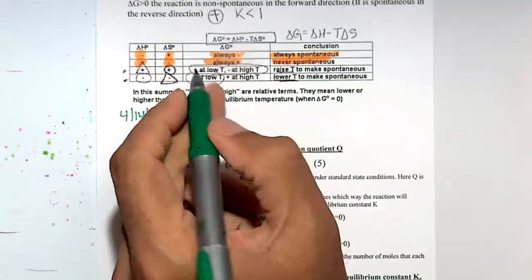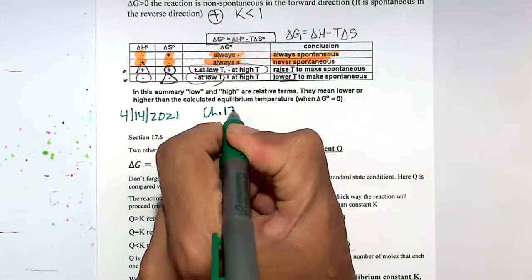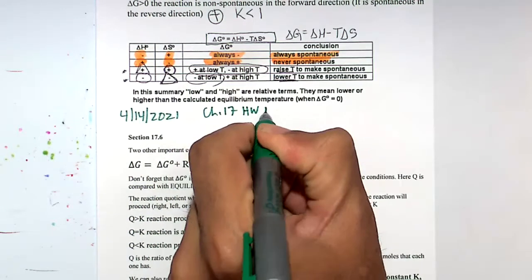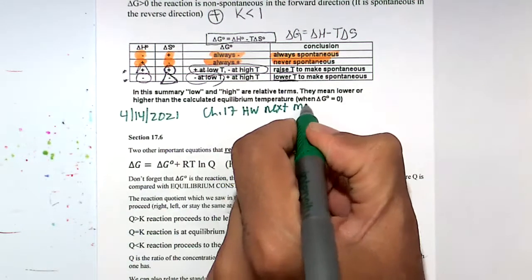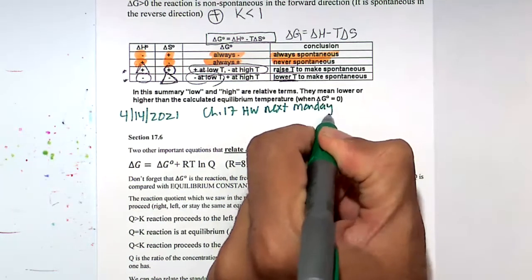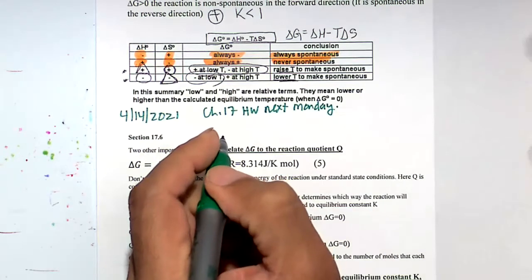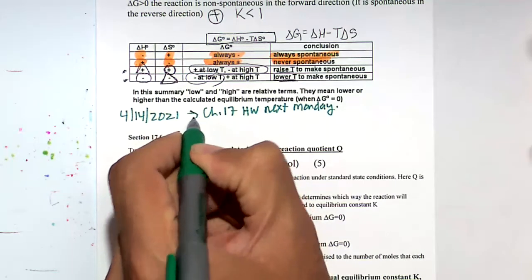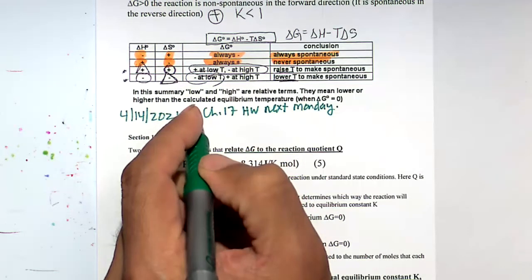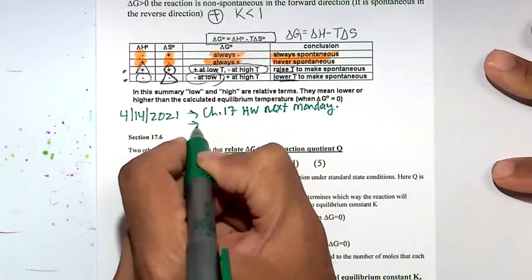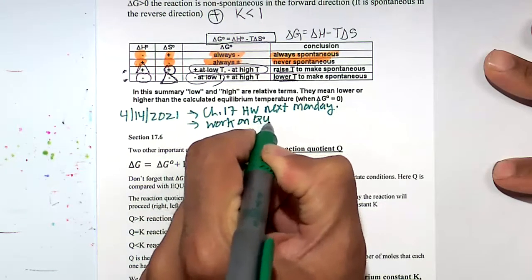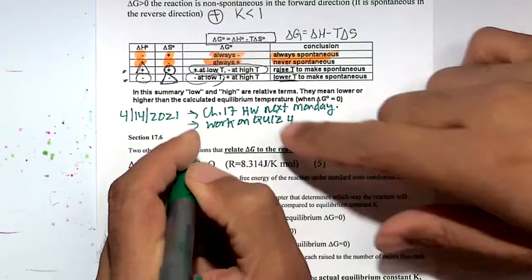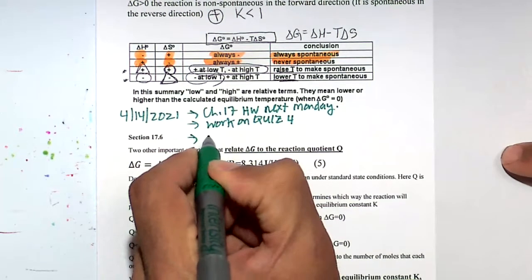So a couple of announcements. Turn in your Chapter 17 homework next Monday, so you can have the weekend to go over those homework problems. Hopefully I'll finish Chapter 17 today, and I'll put in those 10 points once you upload it. Work on Quiz 4. Do not procrastinate on that.